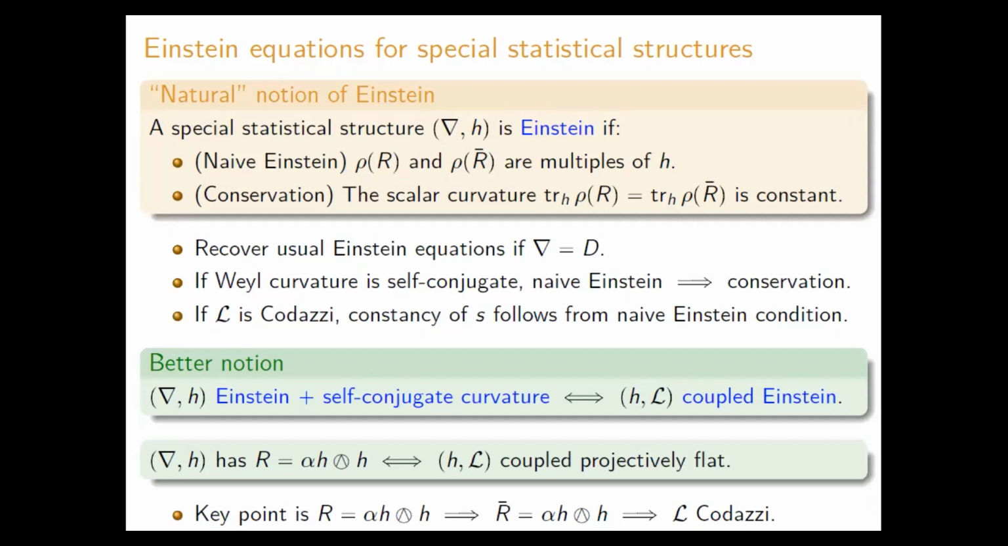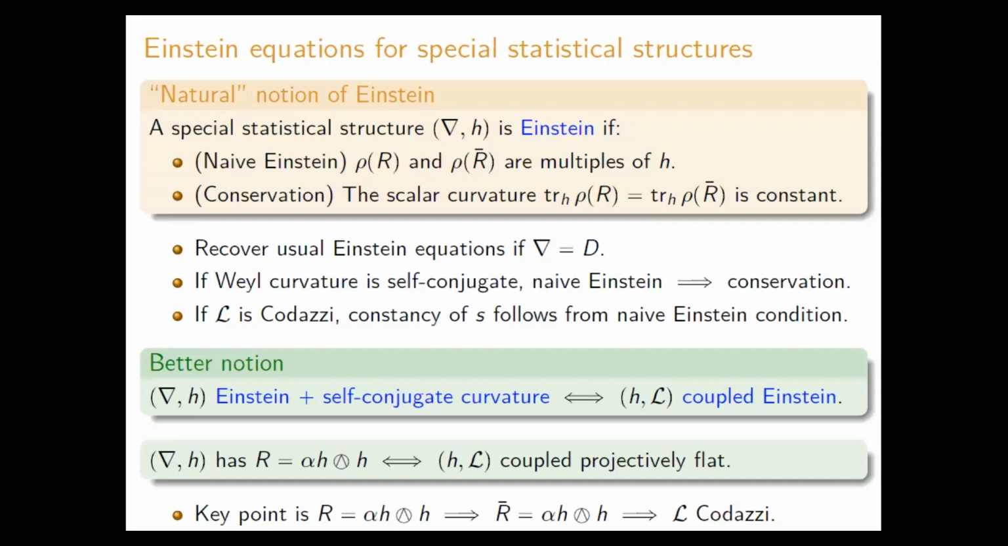So I tried for some time to work with this definition, but what one finds is, so it meets a certain consistency check, at least if my statistical structure is actually, the connection is the Levi-Civita connection, it gives me the usual Einstein equations. But what one finds is that this second condition follows from the first if I suppose that the cubic form is Codazzi. There's something slightly weaker. I can assume that the Weyl part of the curvature tensor of nabla is self-conjugate. That's enough to get this. But I'm just going to make this stronger assumption right here.